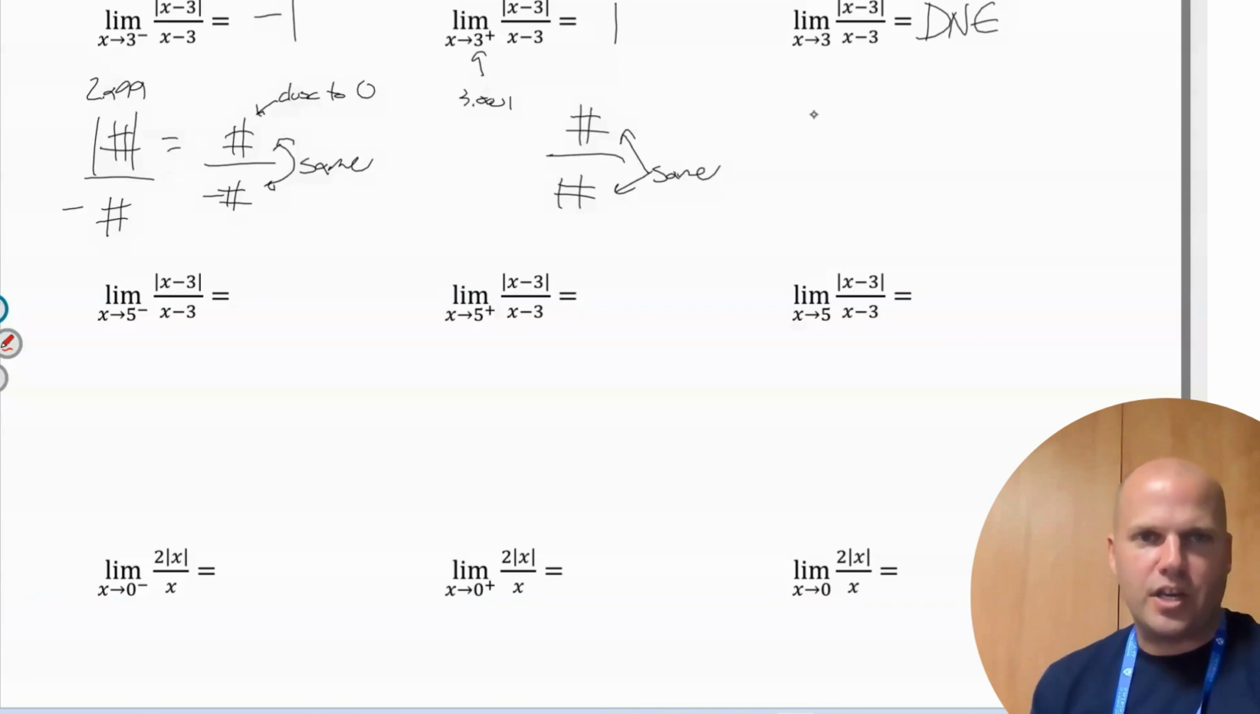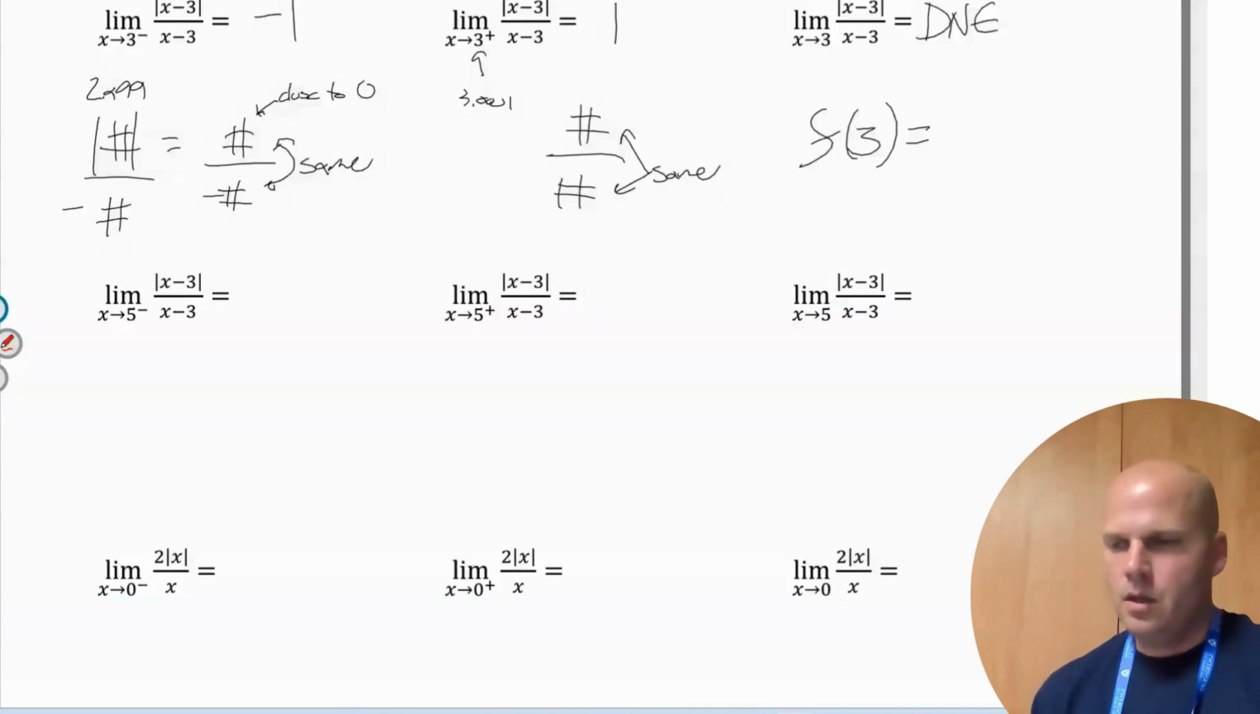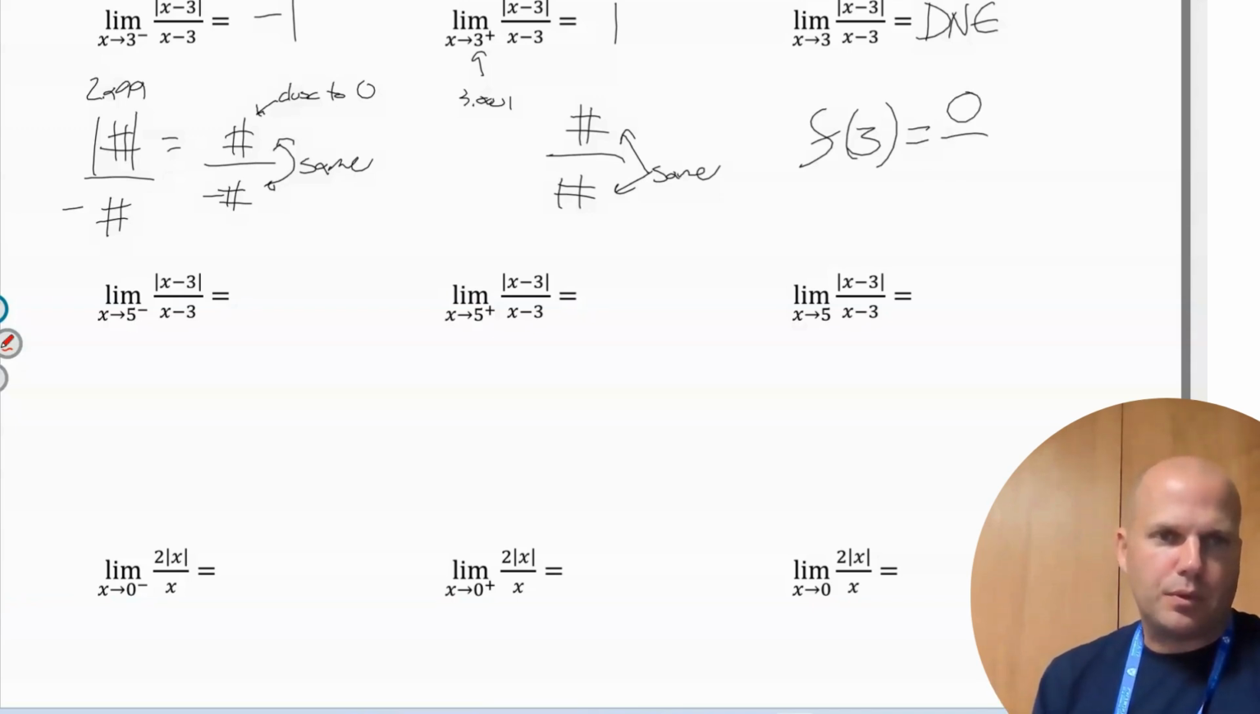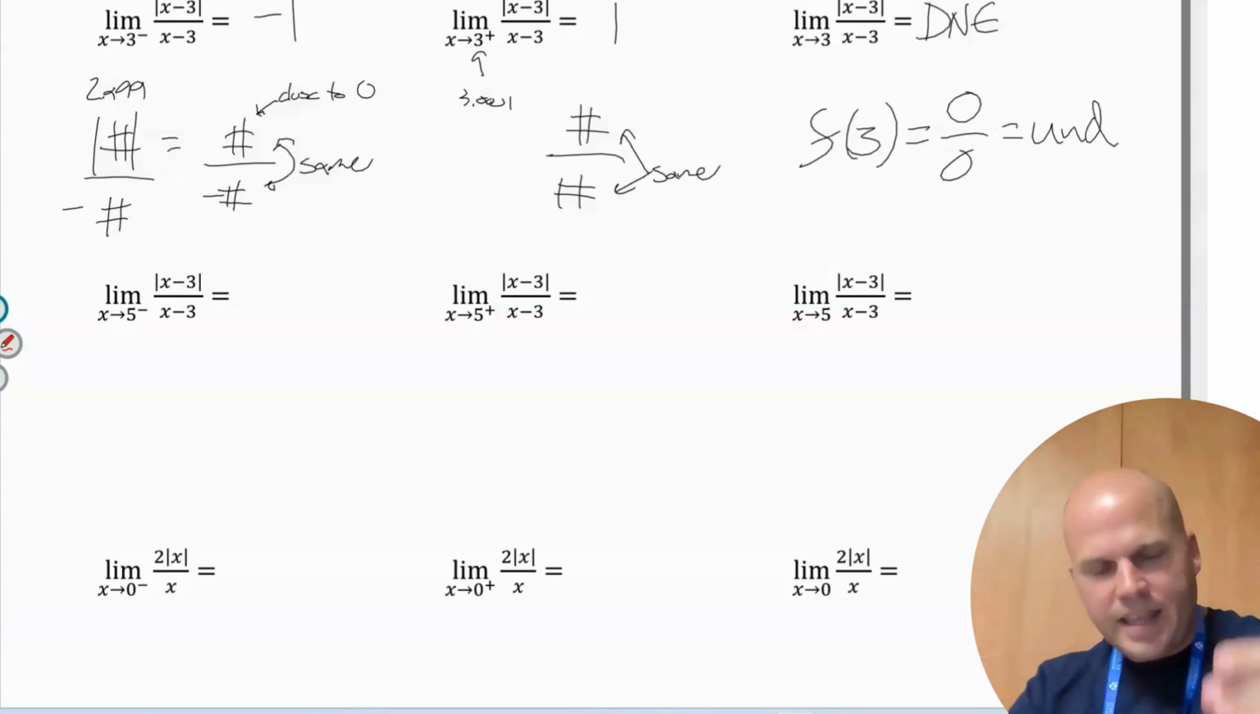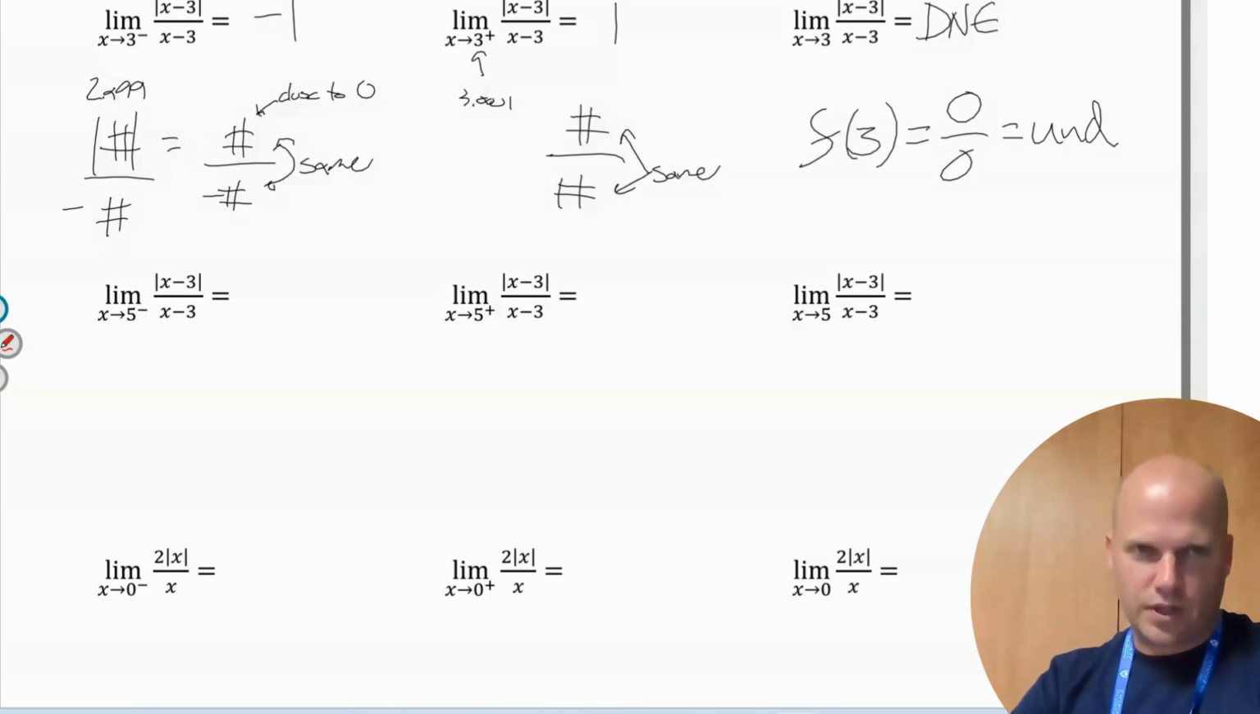But I'm going to add a question here. What is f of 3? If you plug in 3, what do you get? Do you get 1? Do you get -1? You don't get anything. You're not allowed to plug in this number 3 because you get 0 over 0. 0 over 0 is undefined. You are never allowed to divide by 0, even if you have 0 over 0. Okay? So in this situation, the graph looks like the following.